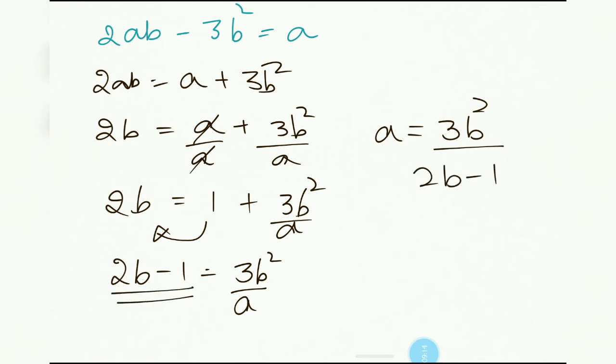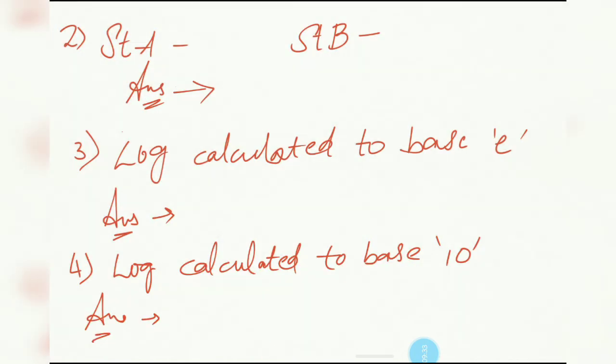Because this is in multiplication, when it comes to the RHS, it will become division. It will become the denominator, and this will become the numerator. So what is the answer? Option C is the answer. C.